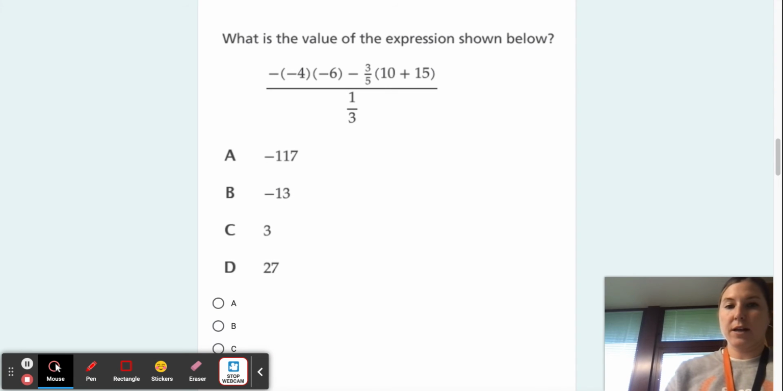I'm not getting the right number, so I think I have to do this whole thing again, which is kind of frustrating. I think you have to put a parenthesis around the whole entire thing, which again is not ideal.